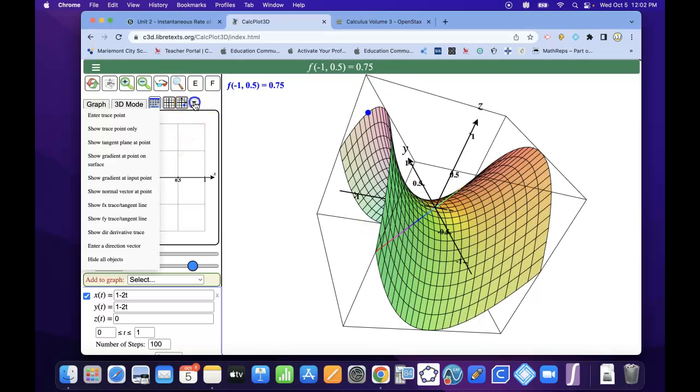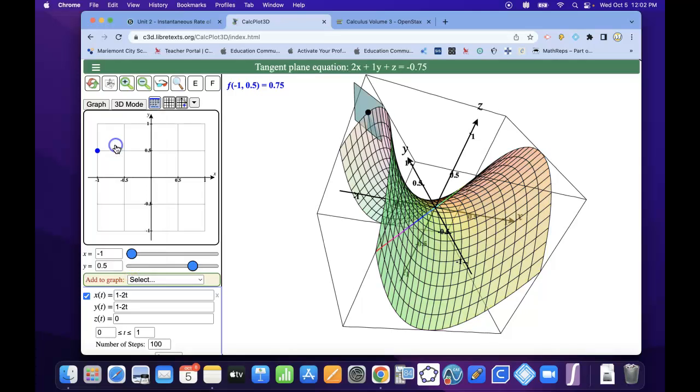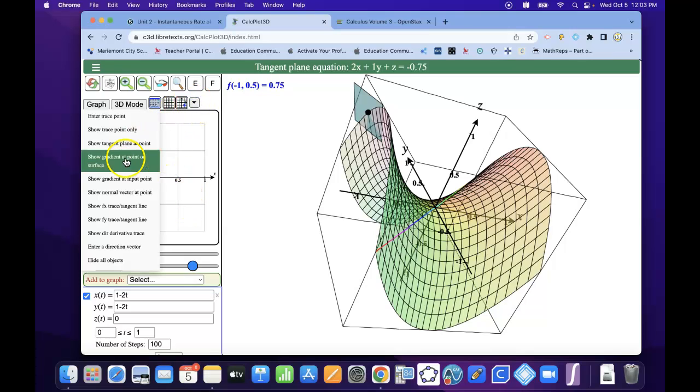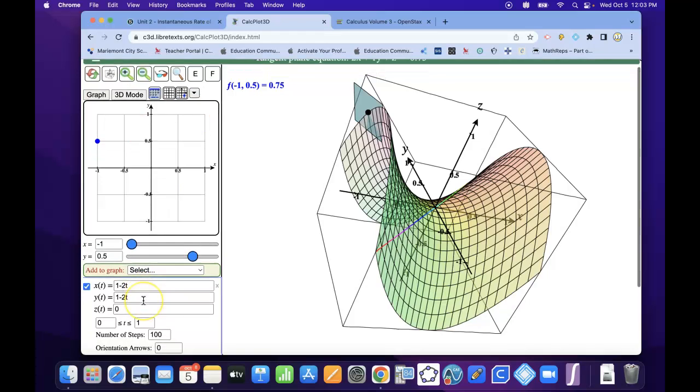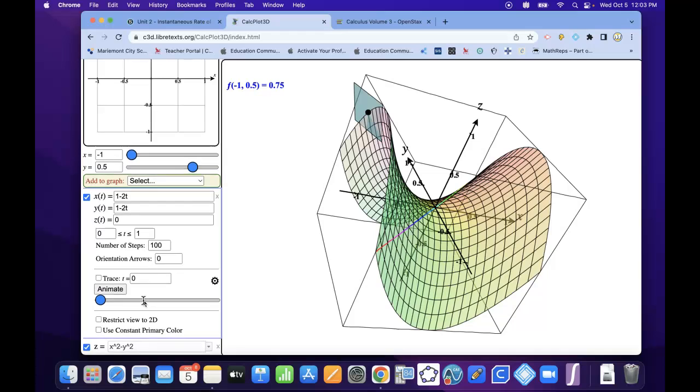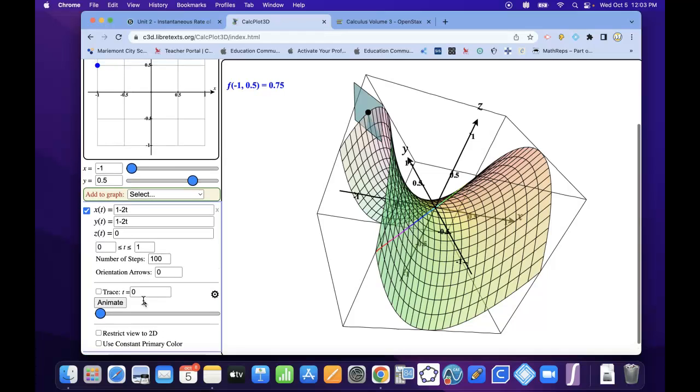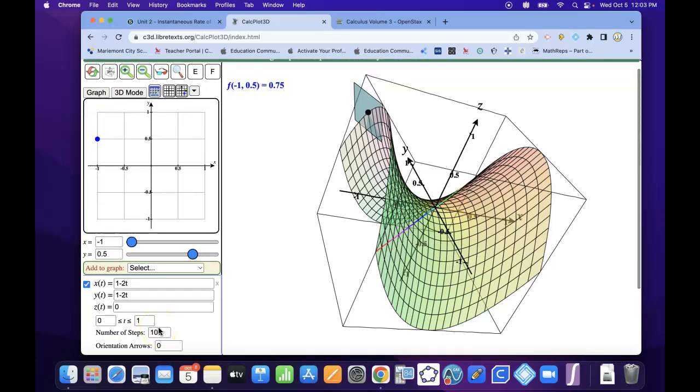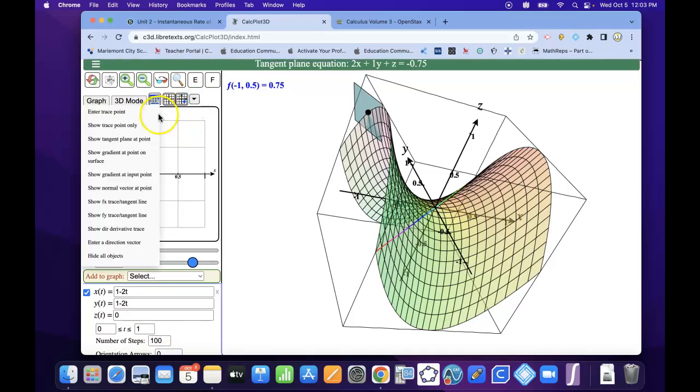And I can display a tangent plane at that. So let's see, not the tangent line, not the derivative trace, not hide all objects. Here it is, tangent plane at the point. So there is that plane. What I'd like to do is find the equation of that plane. So what I'd like to do is find the directional derivative kind of going off in both directions. So I'm going to hide that plane. I don't want to show that tangent plane anymore. Oh, I probably got to get rid of it by clicking down there somewhere. No? Interesting. I would like to get rid of that plane, but I don't know how. But anyway, that's okay.